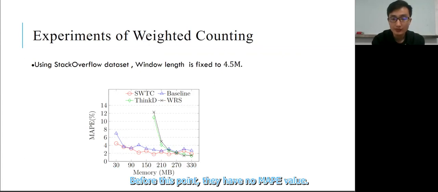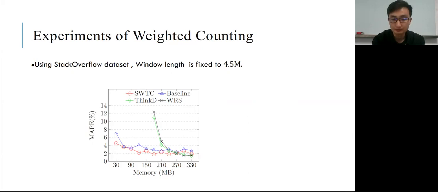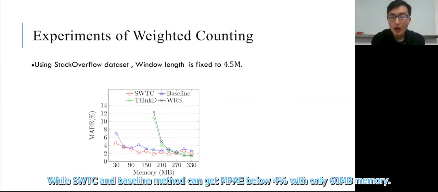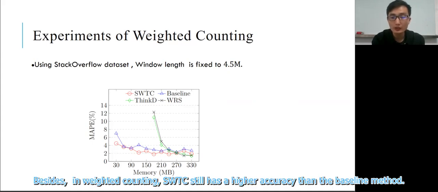Before this point, they have no MAPE value. They begin to have a reasonable accuracy with more than 240 million bytes memory. While SWTC and baseline method can get MAPE below 4% with only 60 million bytes memory. Besides, in weighted counting, SWTC still has a higher accuracy than the baseline method.